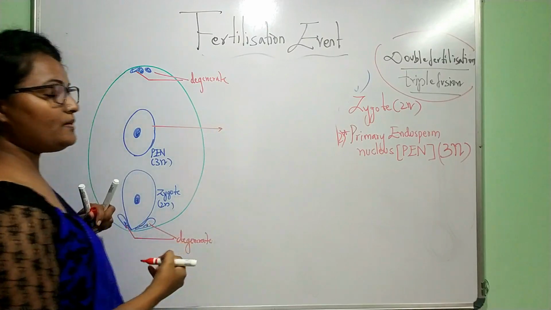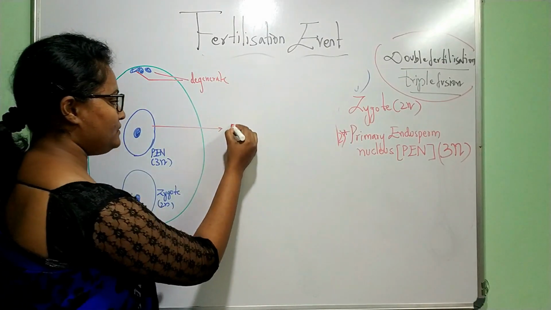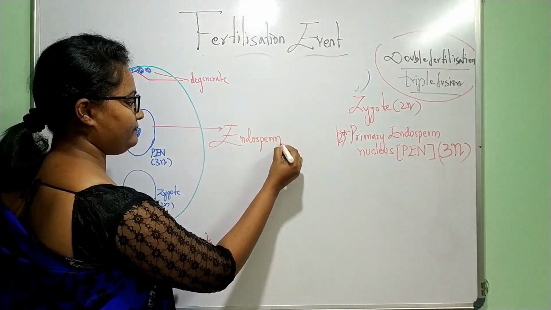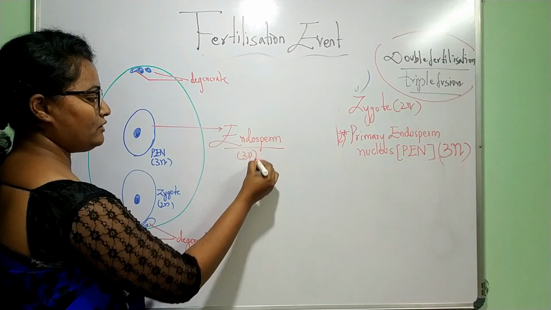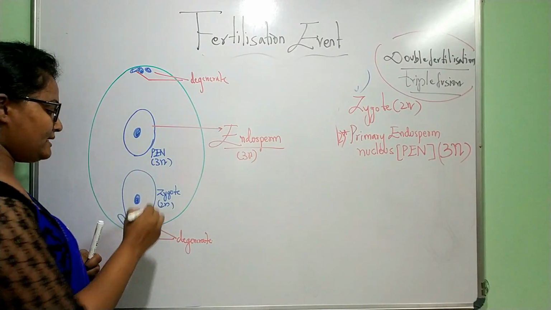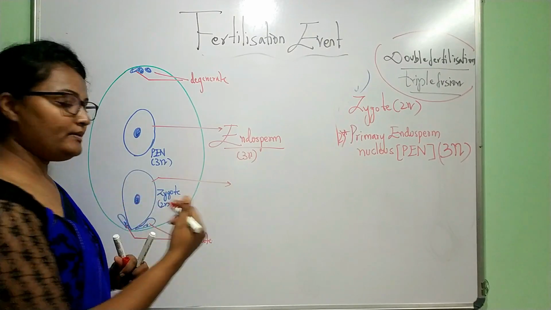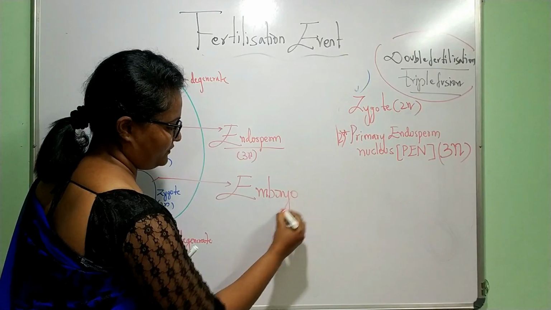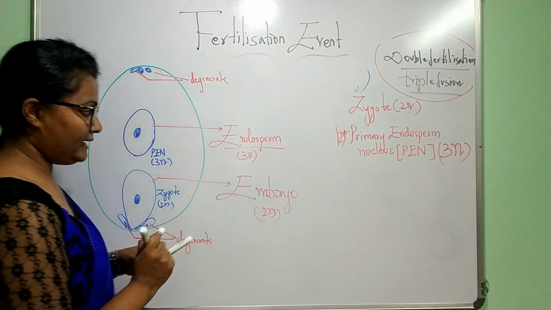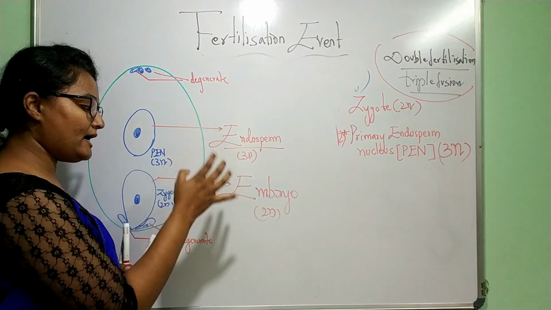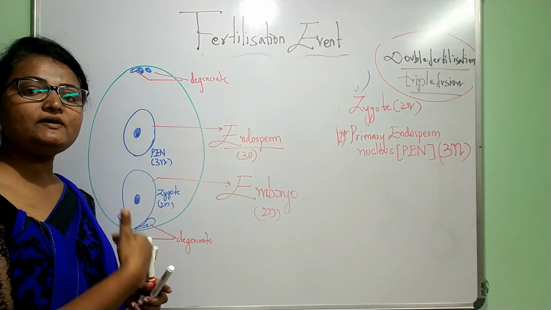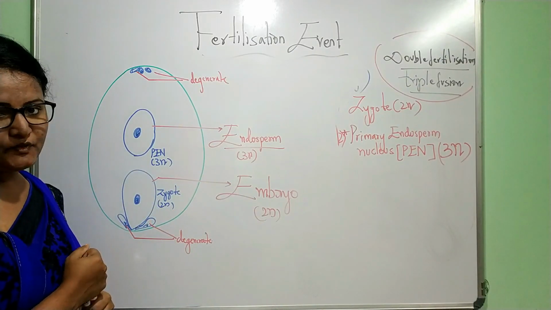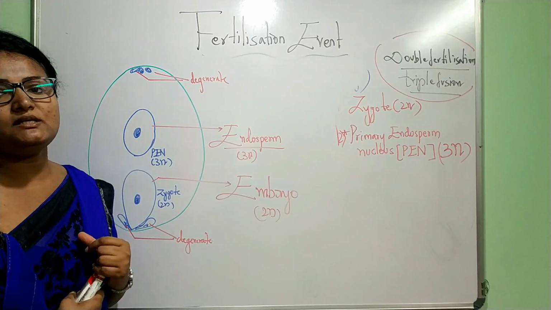The primary endosperm nucleus will give rise to the endosperm. Remember, it is always 3n because our PEN is 3n. The zygote will form the embryo, which is 2n. The development of endosperm and development of embryo is our next event, the post-fertilization event. This is the fertilization event.